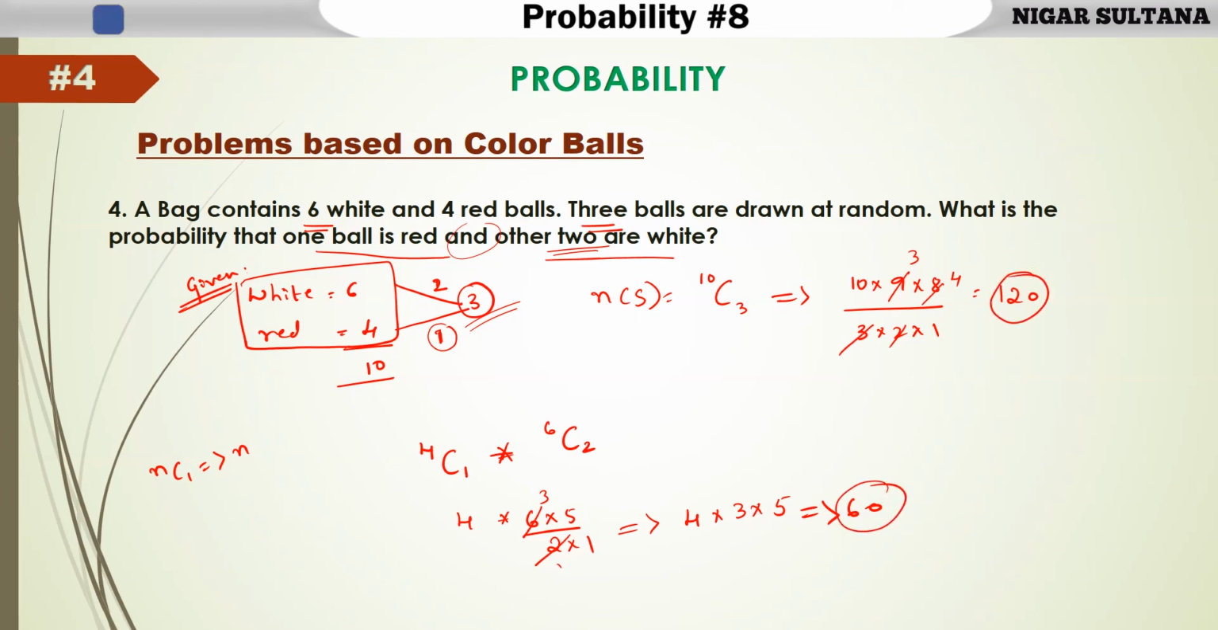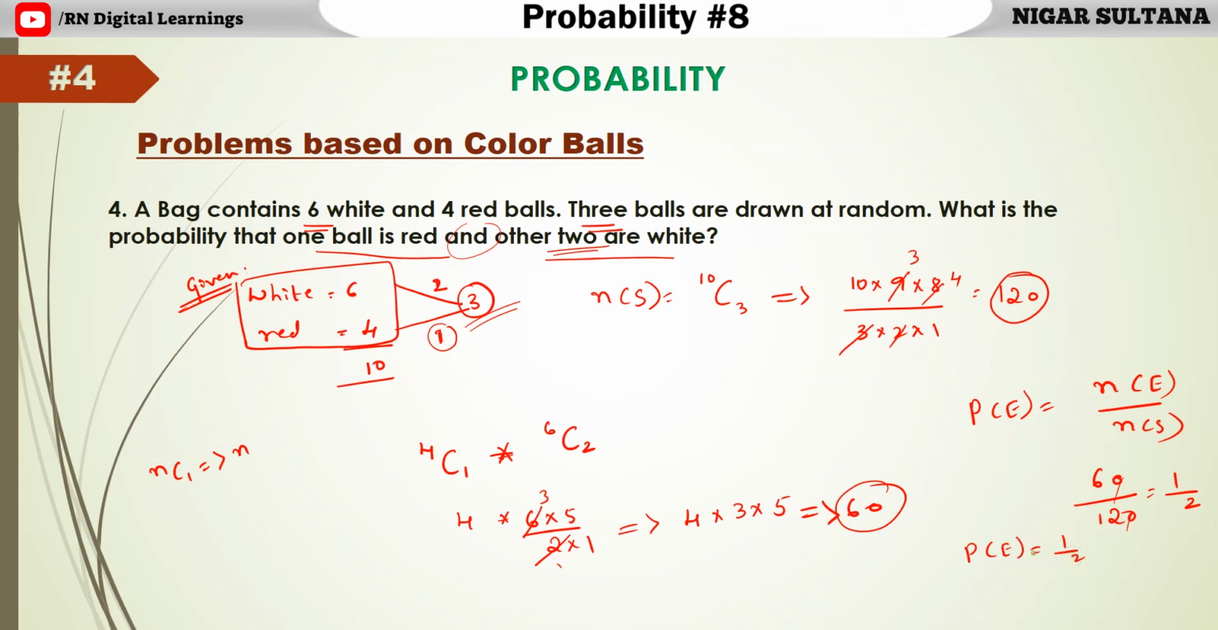Now let's calculate the probability of the event. So this can be written as n of E divided by n of S. So what is n of E? N of E is 60 divided by 120. When we simplify this, we will get it as 1 by 2. Probability of this event is 1 by 2.